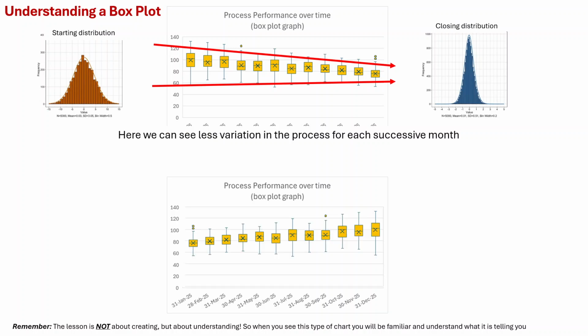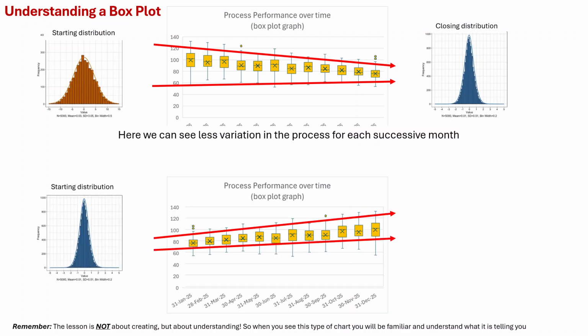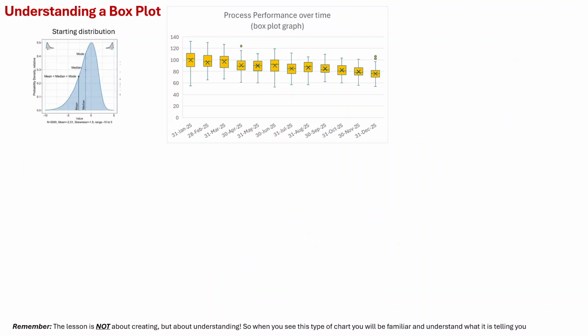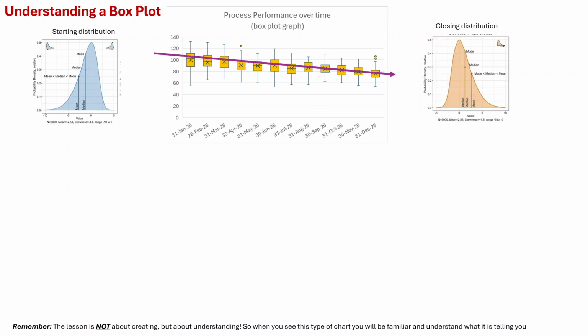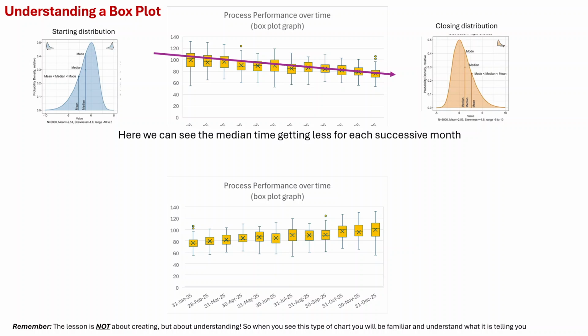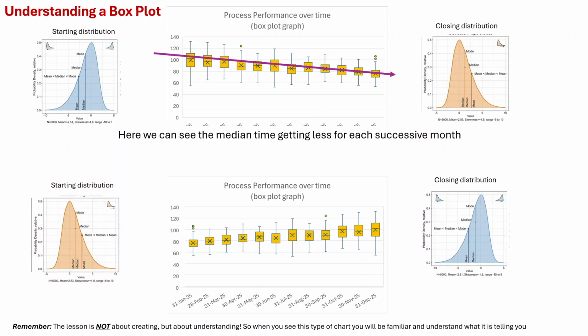If I do the reverse, I can see here that my process is widening over time, which is something I might want to correct. I can also look at how my median time on my process is performing. And I can see here that this one is actually improving, whereas on this one here, it's actually deteriorating. So again, from that box plot chart, once I understand what I'm looking at, it actually becomes quite informative.